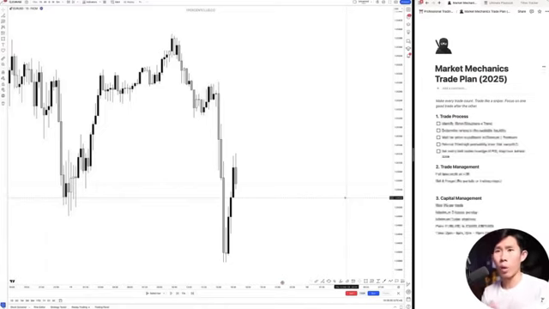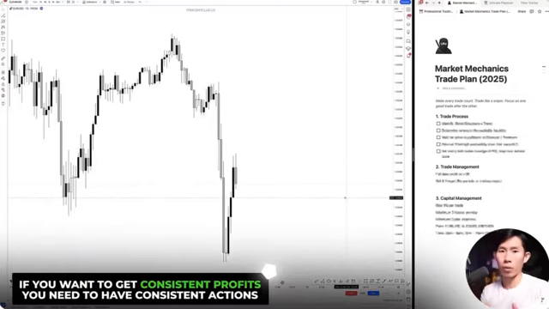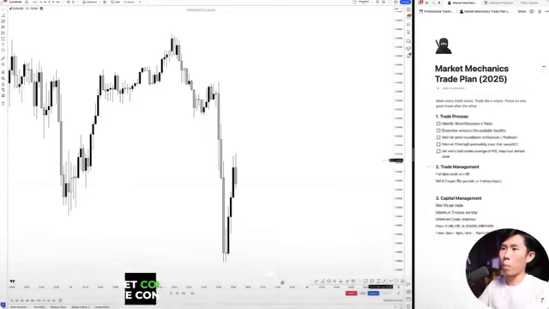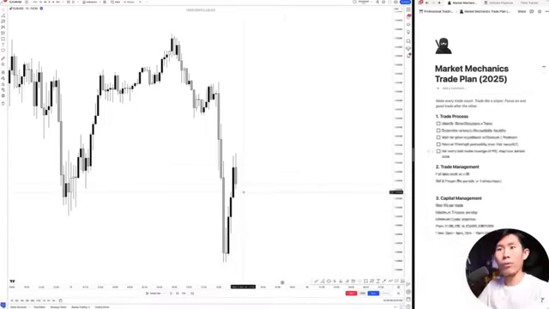It's really important that you have some form of structure in your trading, because if you want to get consistent profits, you need to have consistent actions. Right, so having a mechanical trade plan just like this allows me to trade with confidence without guesswork or emotions whatsoever.